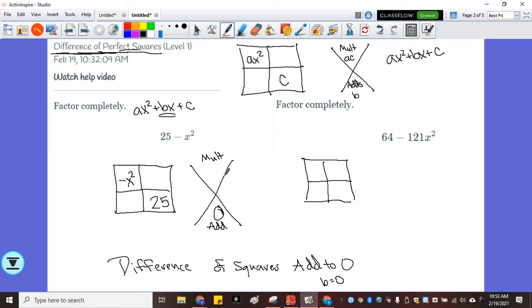So we have to multiply to AC. So what is A in this question? A is always the number with x squared. So what's the number with x squared? Almost. Take the sign with it. Negative 1. So A is negative 1. And what is C? 25. So we have to multiply that. So what's negative 1 times 25? Negative 25.